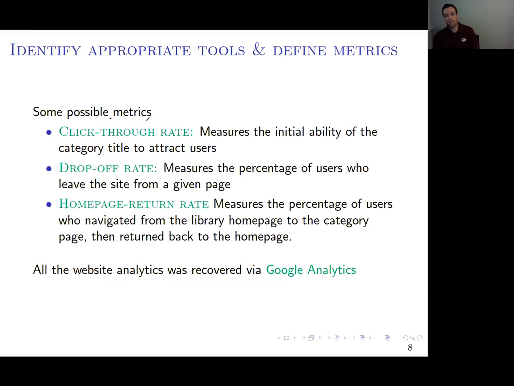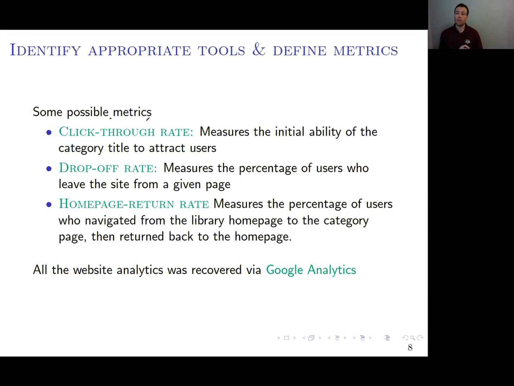Maybe the most relevant would be homepage return rate. So if you click on interact and then you ultimately go back to the homepage, the idea would be that you didn't find what you needed under interact and you went back to the beginning. So it's like drop-off rate, but instead of dropping off, you've returned to the home page. So these are three of the most commonly used metrics that I've seen in practice.